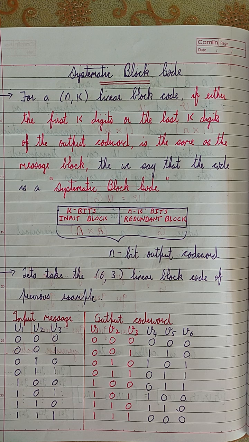We also learned that you can create the output code word from the input message by using the equation V = U G, where V is the n-bit output code word, U is the input message block, and G is the generator matrix, whose dimension is k by n. That is, it has k rows and n columns. This is what we learned in the last video.